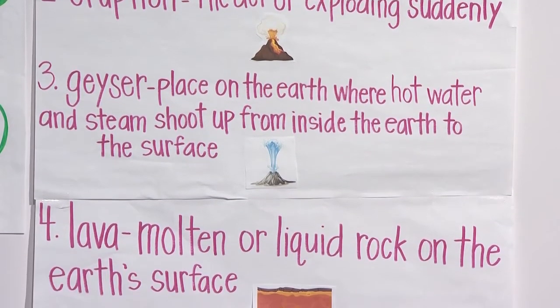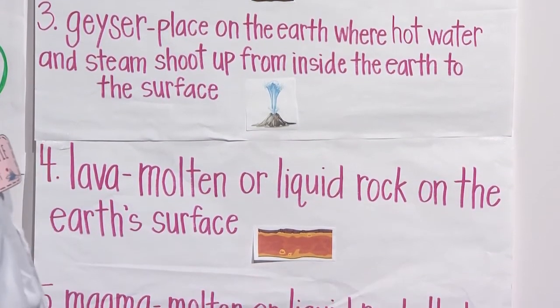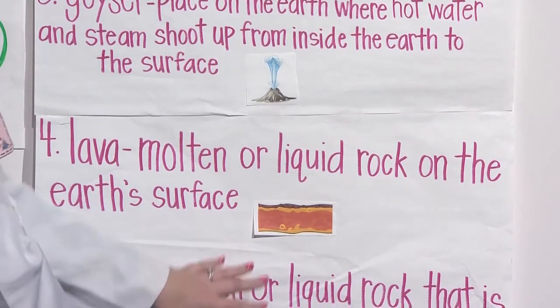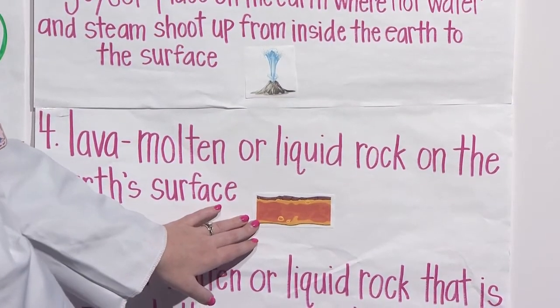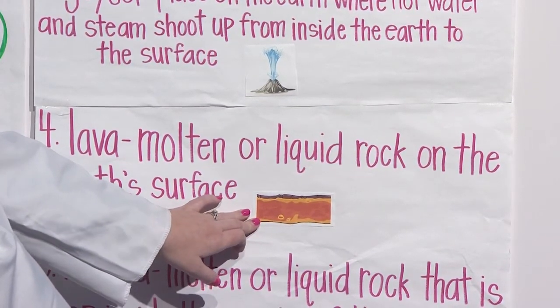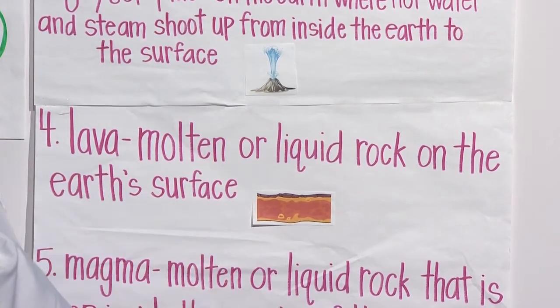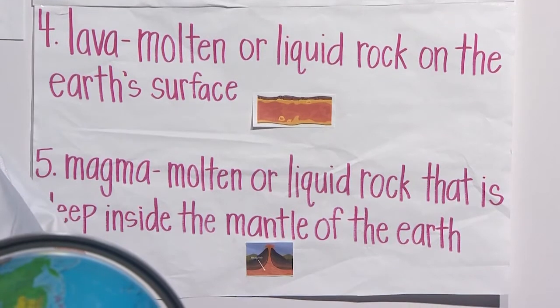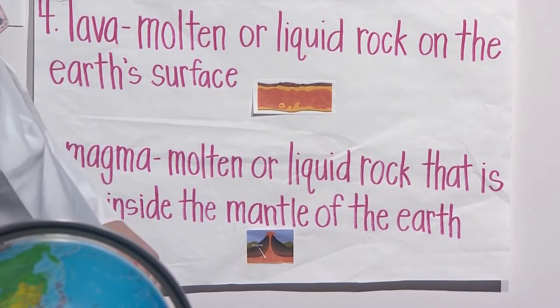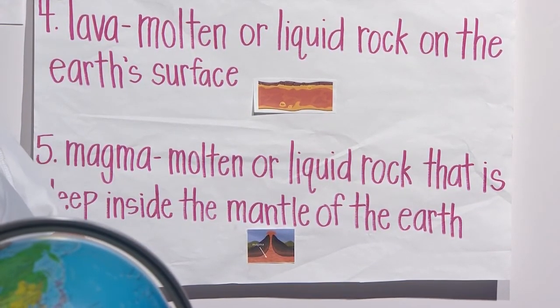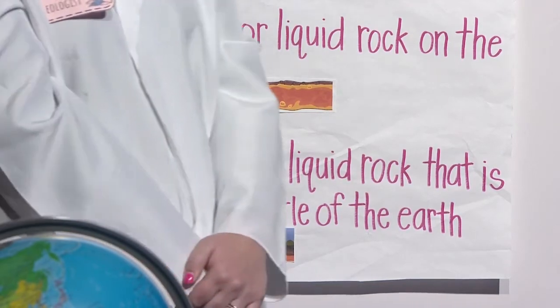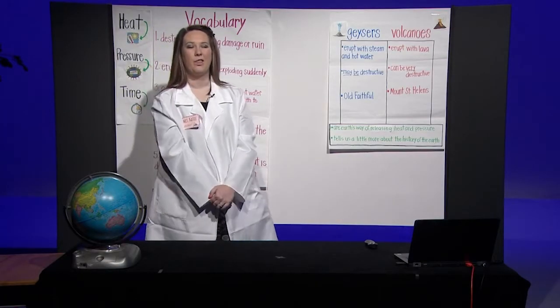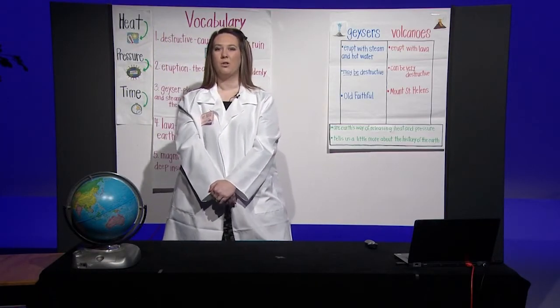Number four is lava, molten or liquid rock on the earth's surface. And it looks sort of like this, kind of an orange-red substance that's more of a liquid. And then last but not least is magma, molten or liquid rock that is deep inside the mantle of the earth.